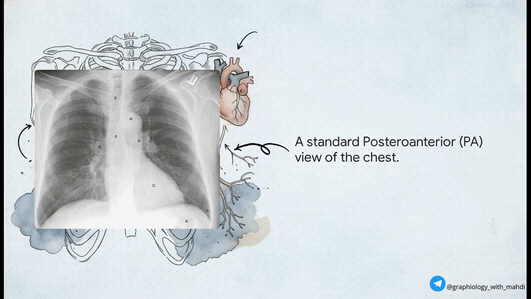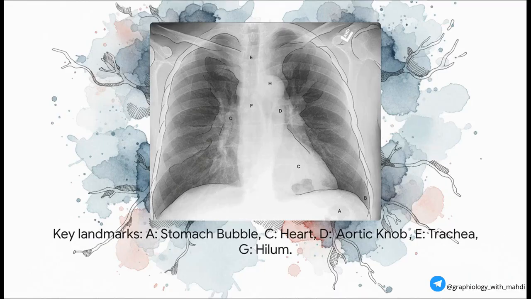You can probably make out the ribs pretty easily, and that big heart silhouette in the middle. The big dark areas, of course, are the lungs, full of air. But what about the finer details? Can you spot the windpipe? Let's break this down. See this little air pocket at A? That's just the stomach bubble, totally normal. C is, of course, the heart. Now, this bump at D is really important. That's the aortic knob. If that gets too big, it could be a sign of an aneurysm. E is the trachea, our windpipe, and we want to see that running straight down the middle. And G here points to the hilum, which is where all the blood vessels and airways dive into the lungs. This spot can get enlarged with things like infections or even tumors.